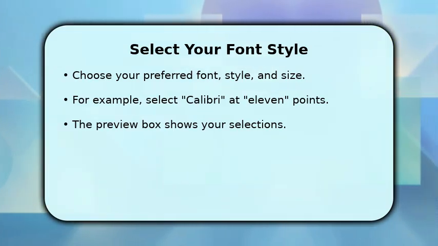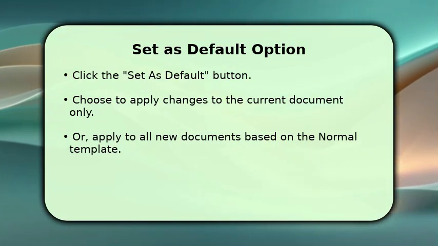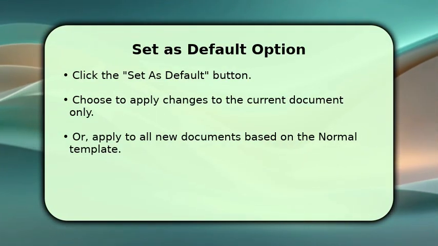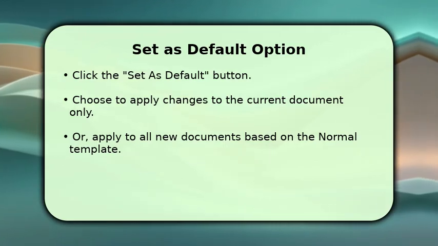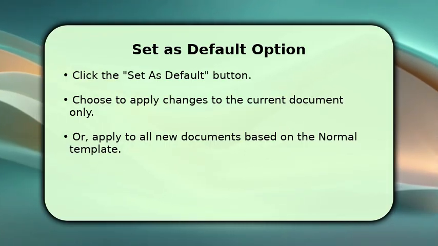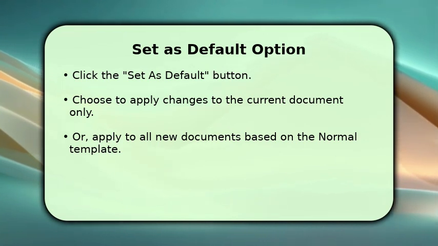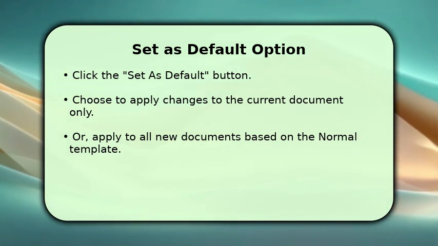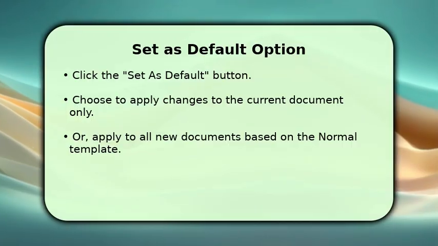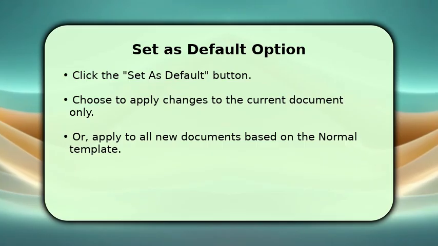Take a moment to review your selections in the preview area to ensure they look exactly as you intend for your documents. After making your font selections, locate and click the Set as Default button at the bottom of the dialog box. A prompt will then appear, asking if you want to apply these changes to this document only or all new documents based on the normal template. To make your choice permanent for future files, select the second option, which is crucial for setting a new default.